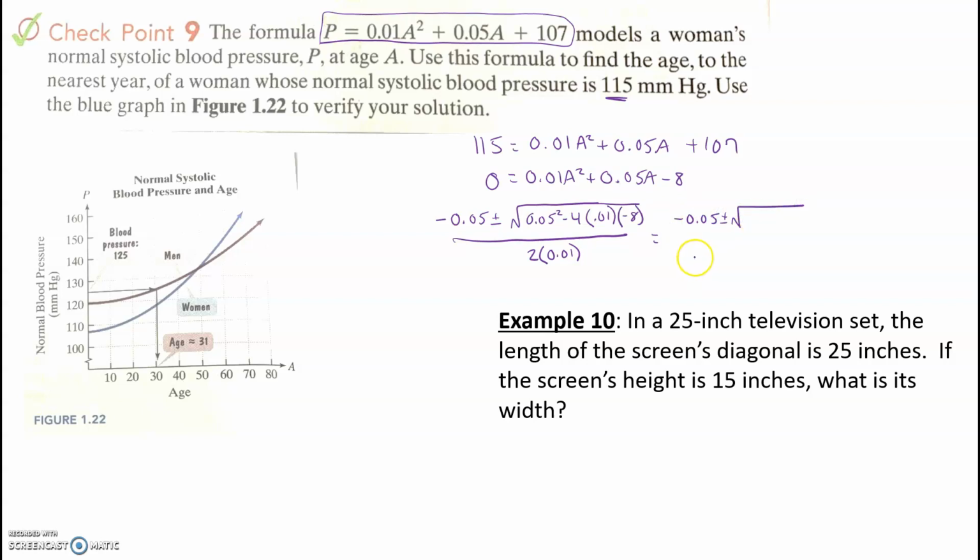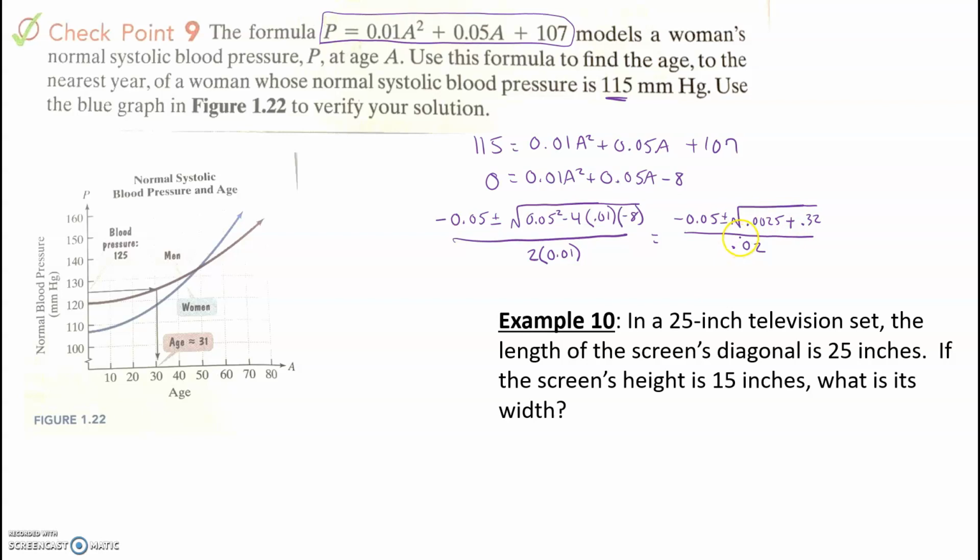All right, so we have 0.05 squared is 0.0025. I know negative is going to make positive. So we got 4 times 0.01 times 8. It's going to get us 0.32. All of that is over 0.02. And we're going to go ahead and type this into the calculator. Do this and take the square root.